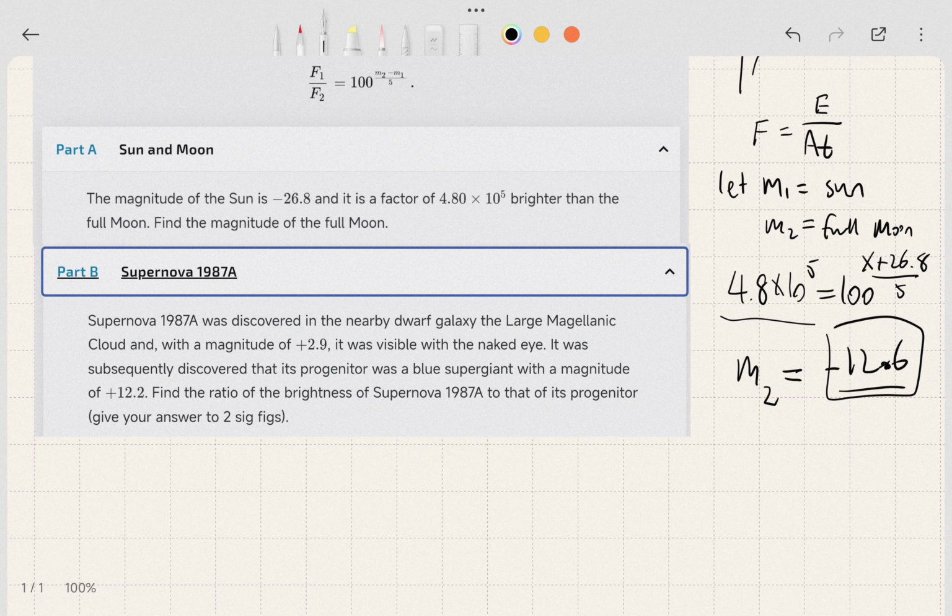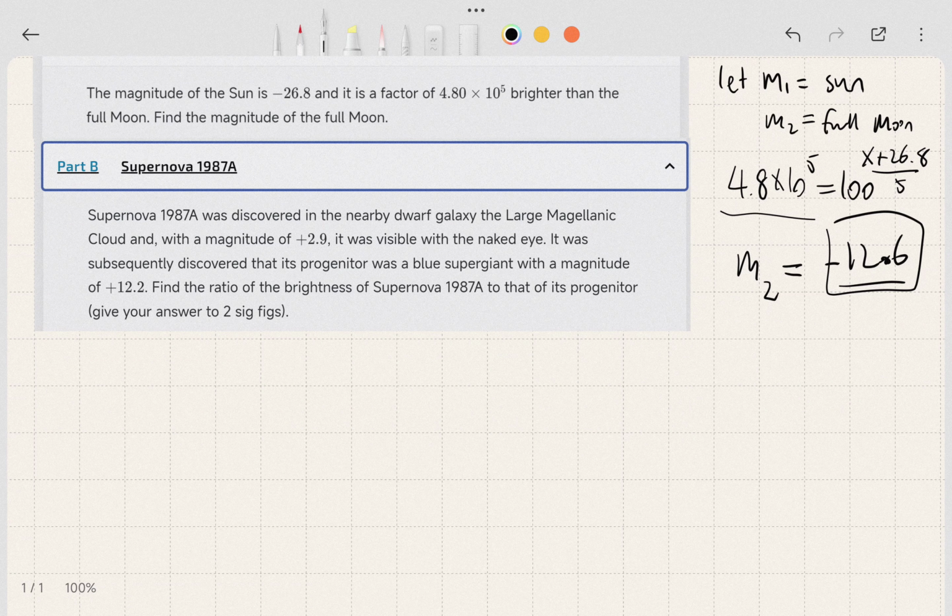And let's just verify the answer on the website. I think it should be the answer, but let's just check. Value minus 12.6. Is that right? Yes, it is correct. So let's move on to the second question, part B.